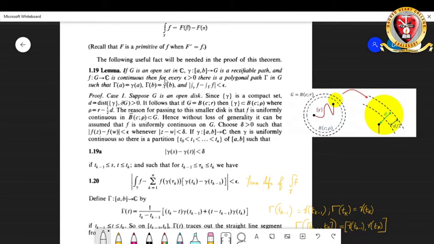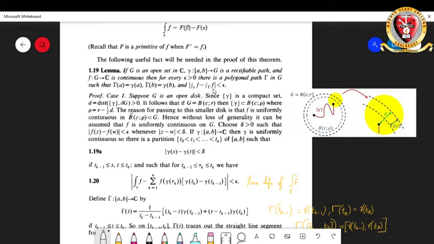The statement is given that G is an open set in C, Gamma is a function from the closed interval [a, b] to G. It is a rectifiable path, and F is a continuous function from G to C. Then for every epsilon greater than 0, there exists a polygonal path small gamma in G such that capital Gamma of a is equal to small gamma of a, capital Gamma of b is equal to small gamma of b, and the modulus of the integral over gamma of F minus the integral over capital Gamma of F is strictly less than epsilon. So that is what we have to prove.